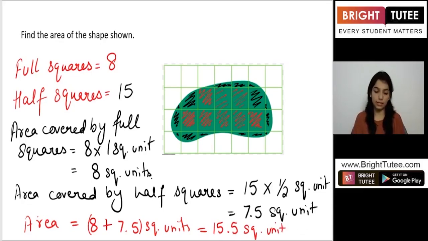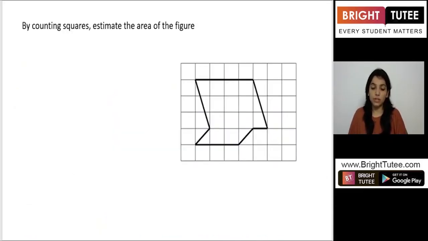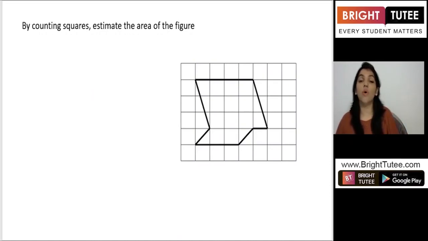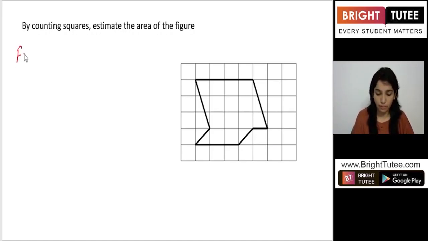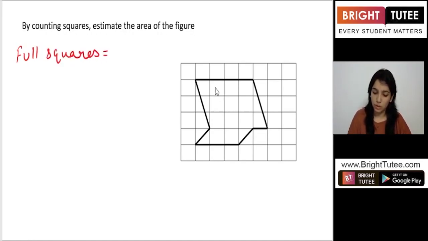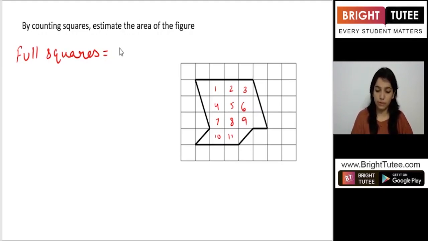If not, no worries. Let us try another question to be even more clear with this. It says, by counting squares, estimate the area of a figure. Every time you work with such images, you are always estimating the area. I made this already clear to you. This part comes under the estimation of area. Now let us calculate how many full squares we have. Full squares is equal to 1, 2, 3, 4, 5, 6, 7, 8, 9, 10 and 11. Clearly we have got 11 squares that are full.